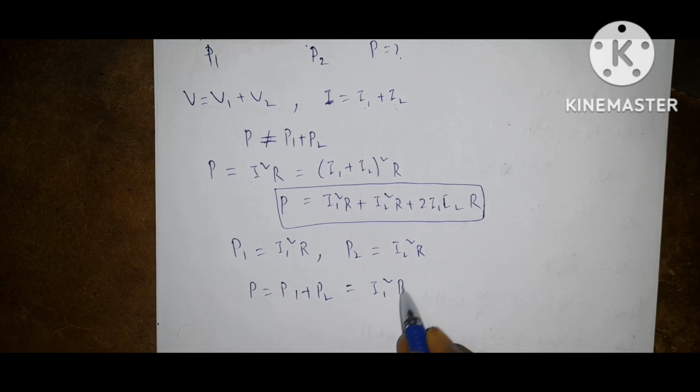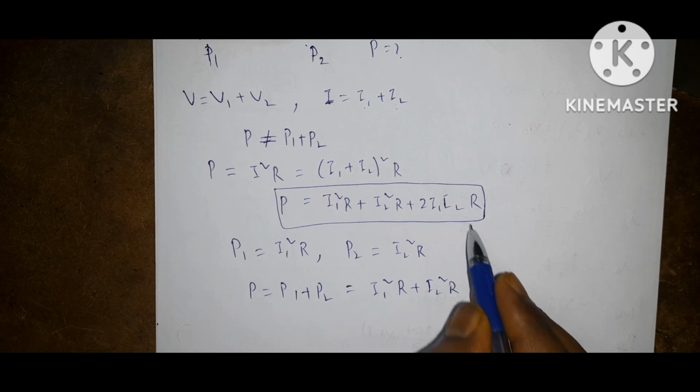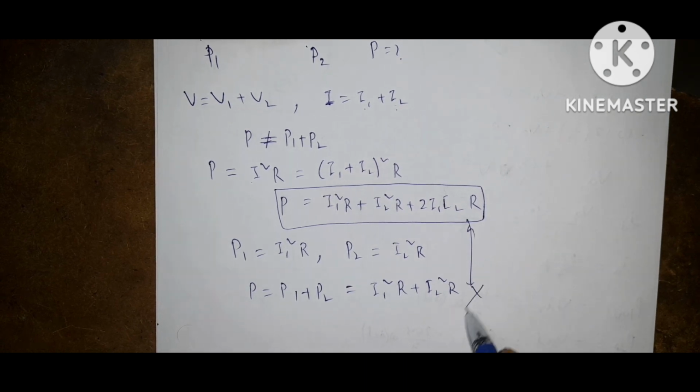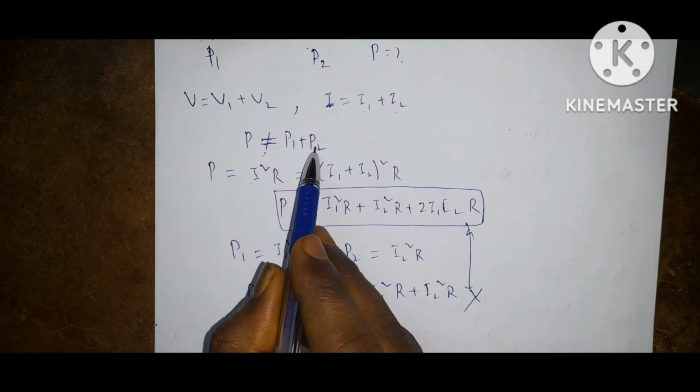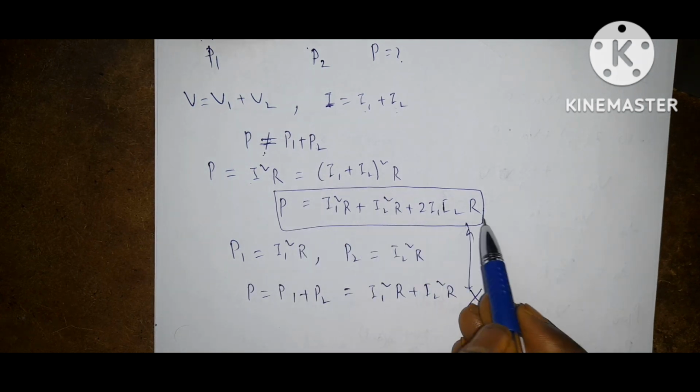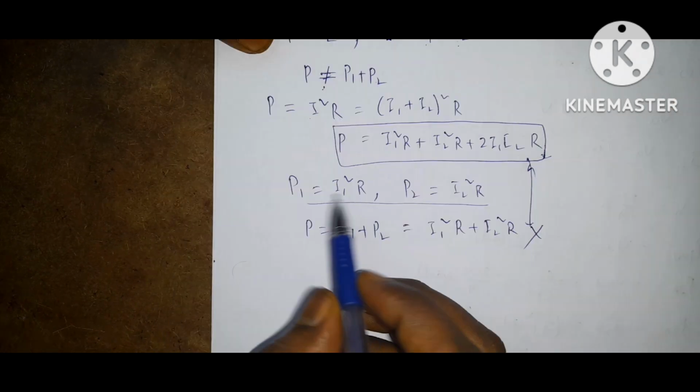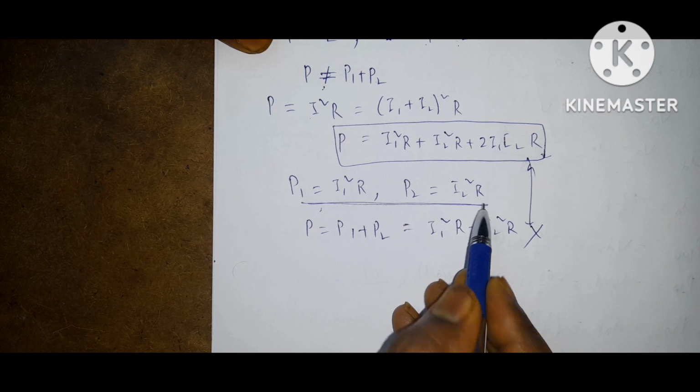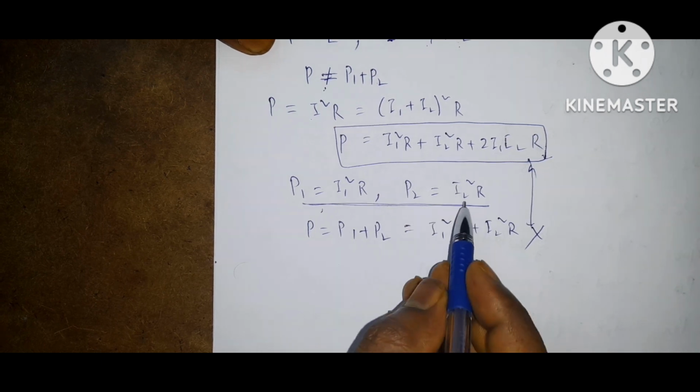I1 square R plus I2 square R. Okay, so these two are not equal. P is not equal to P1 plus P2. Okay, so formula is this one. Now from these formulas, find the power dissipated in the resistor R.